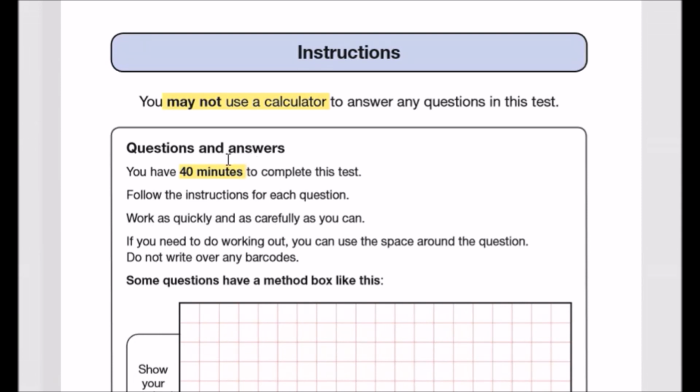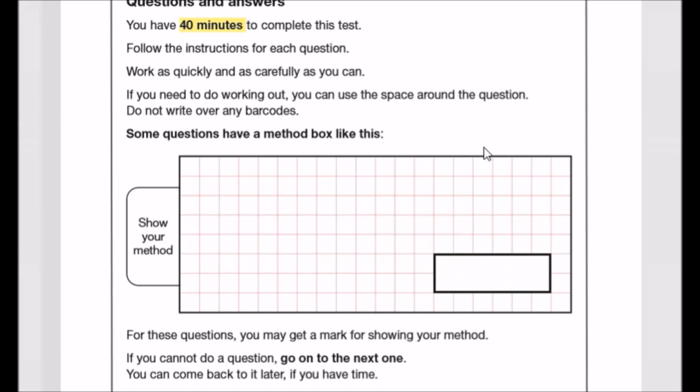And the way I always picture it is 1 mark per minute. Depending on how many marks, always try and calculate and divide it into it. So follow instructions, work as quickly and carefully as you can. And if you need to do working out, guys, you can use the big box around it. So this is your nice working out box.